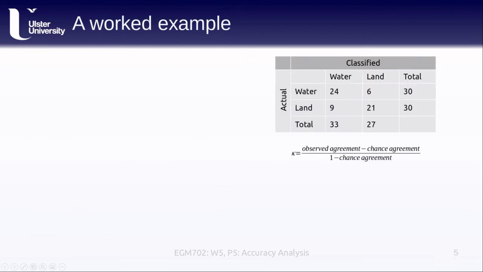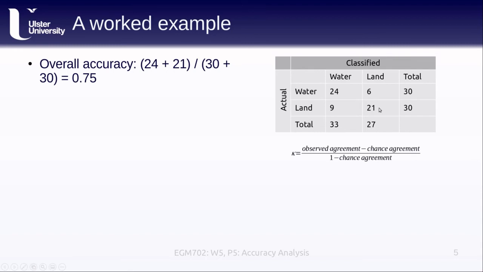This is a lot to take in, so we'll try to go through a worked example here. To make the maths a bit simpler, we'll stick to two classes, land and water, and say that we've drawn a sample of 30 pixels from both land and water. From our confusion matrix, you can see that we've correctly classified 24 pixels as water and 21 pixels as land. So our overall accuracy can be calculated as 24 plus 21 divided by 30 plus 30, which gives us 0.75. An overall accuracy of 75% is generally considered acceptable to good, again, depending on who you talk to.